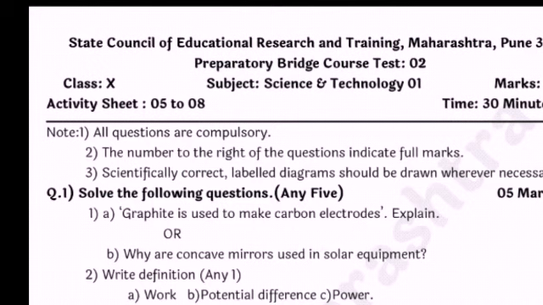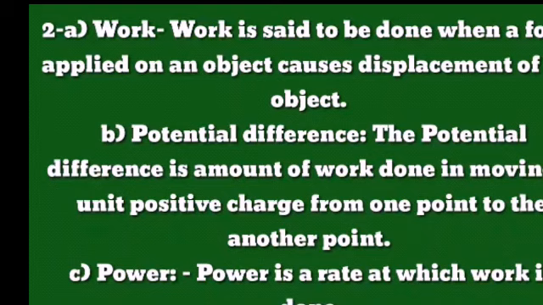Our second question is, write definition of A. Work, B. Potential difference, and C. Power. We have to write any one definition from the above slide. Let's see definition of all the terms. First, work. Work is said to be done when a force applied on an object causes displacement of the object.